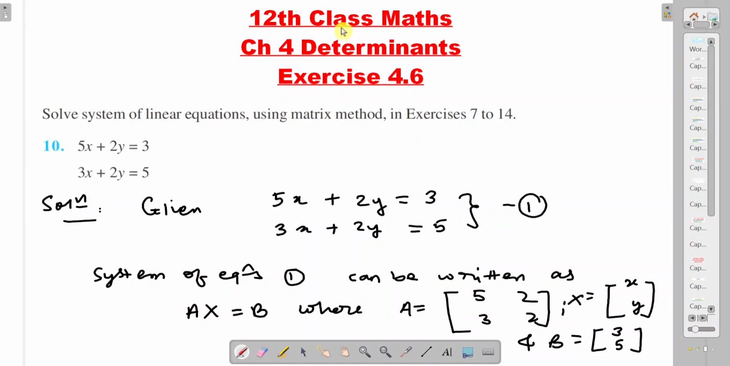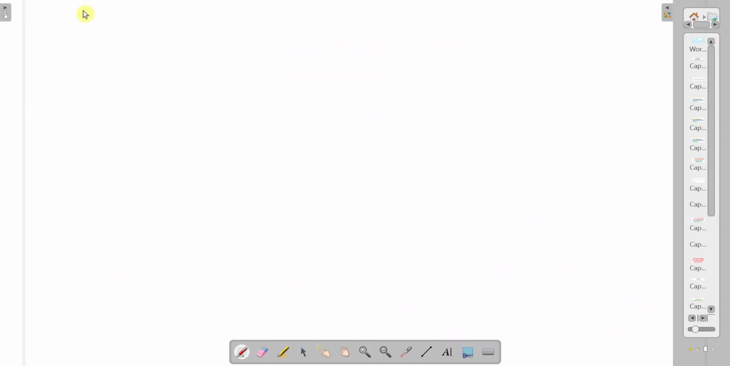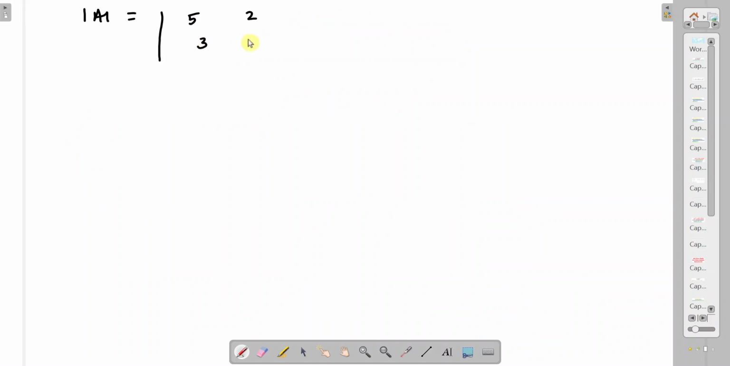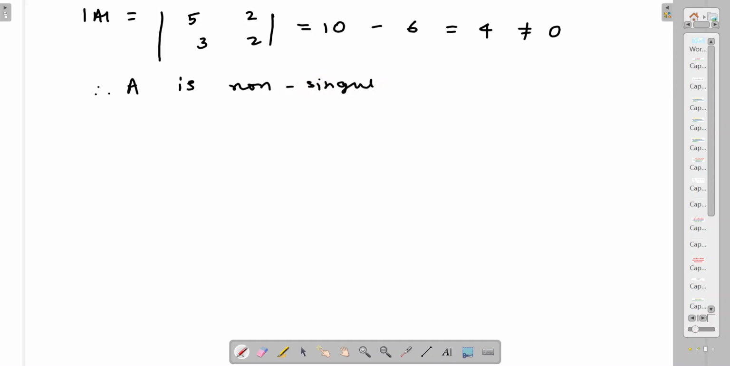Now we have to check the determinant of A. Determinant of matrix A is the determinant of 5 2 3 2, which is 5 times 2 minus 3 times 2, that is 10 minus 6, which is 4, not equal to 0. Therefore A is non-singular, and therefore A inverse exists. So we have to now find A inverse.